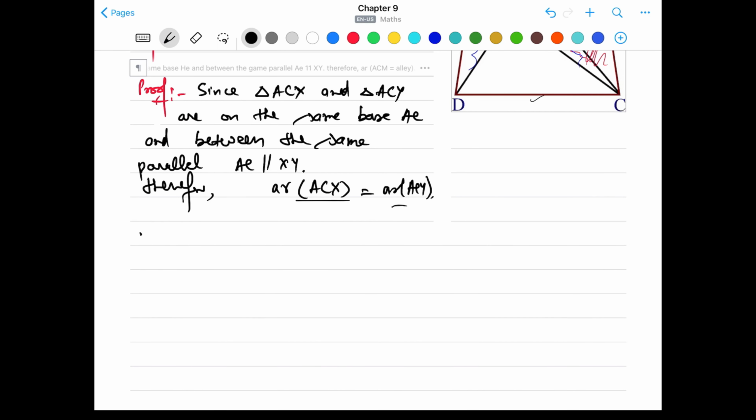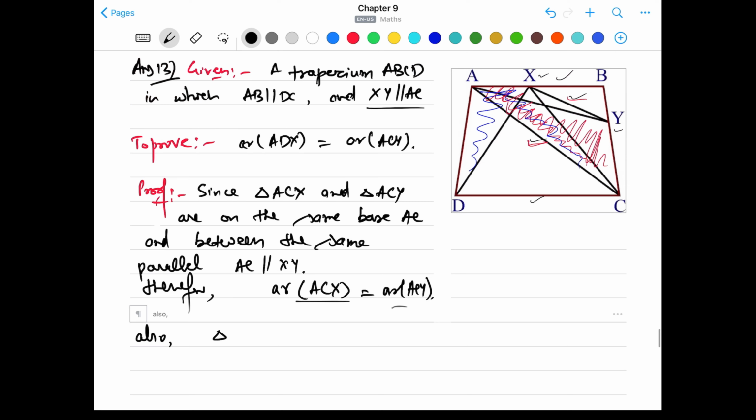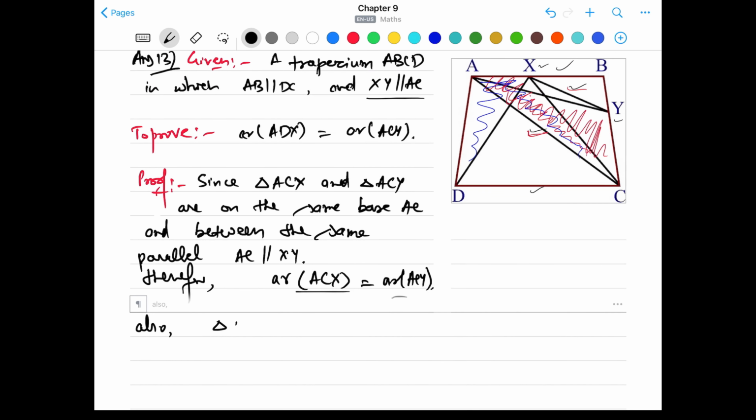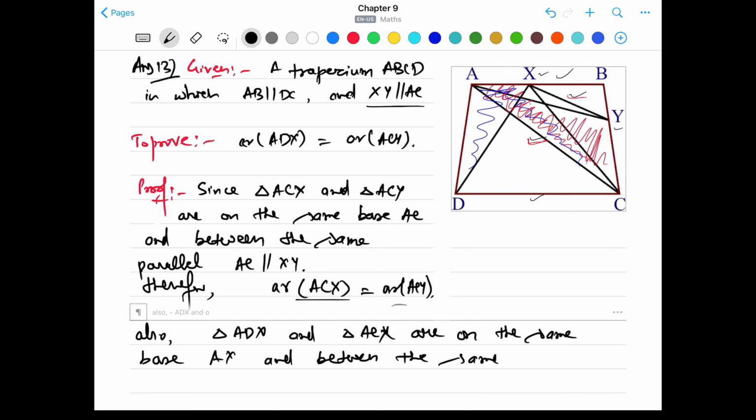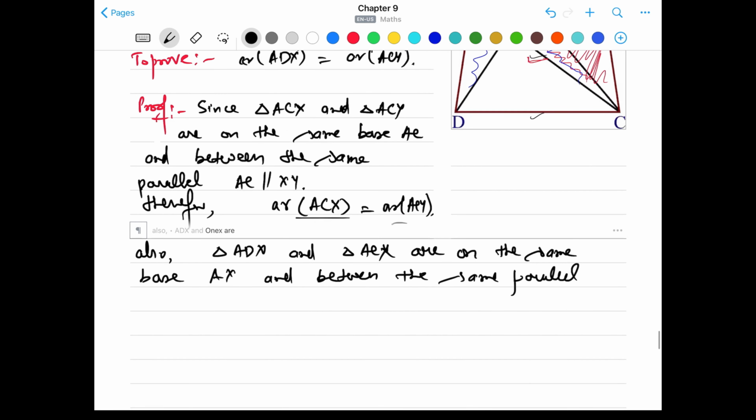So, also triangles ADX and triangle ACX are on the same base. The same base for them is AX, and between the same parallel line for them is AB parallel to DEC, which is also given.